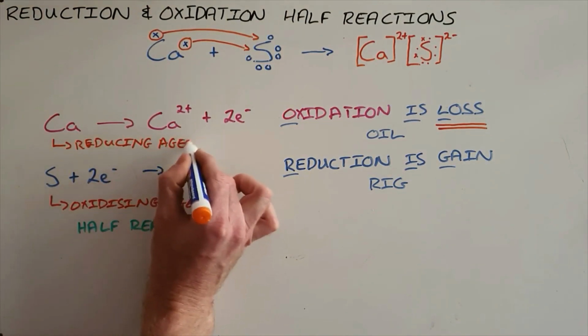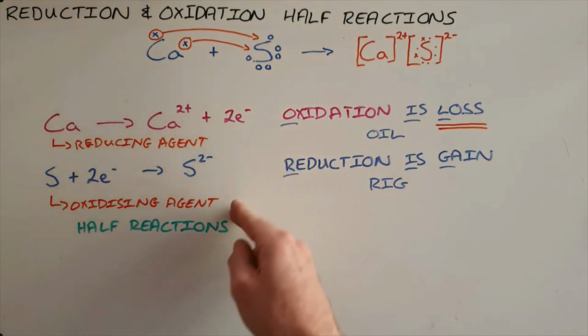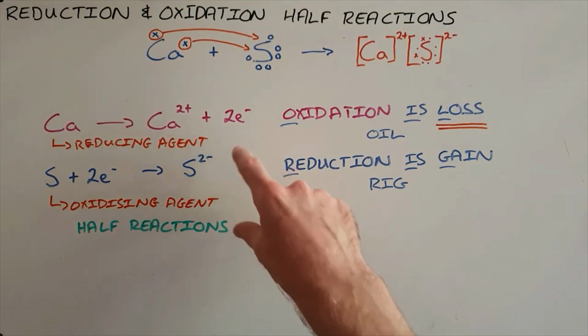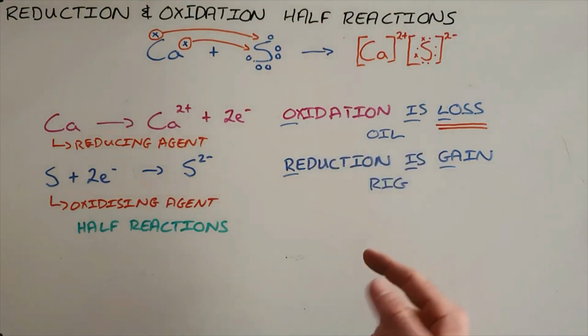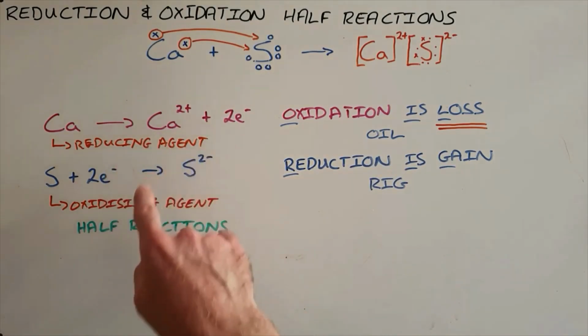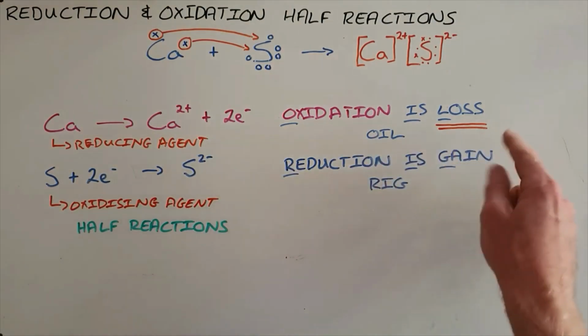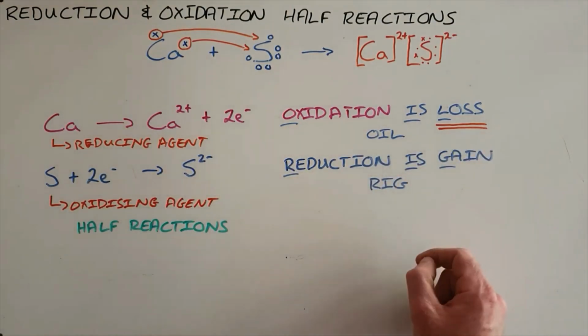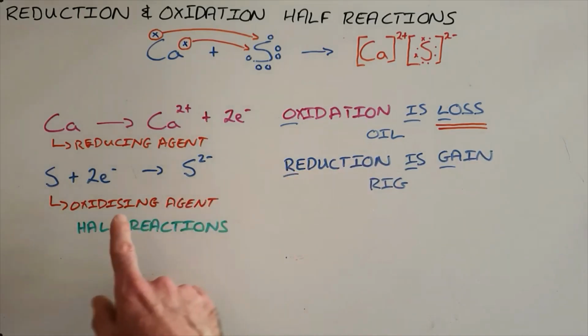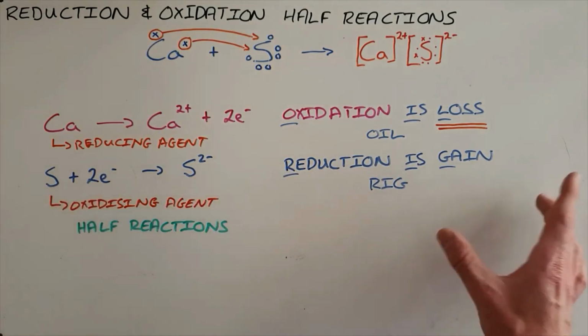And so once again, we call these reduction-oxidation half reactions because they cannot happen in isolation. You require two half reactions in order for a complete reaction to occur. And what we find is that oxidation is when something loses electrons. Oxidation is a loss of electrons. And reduction is when something gains electrons. Reduction is gain.